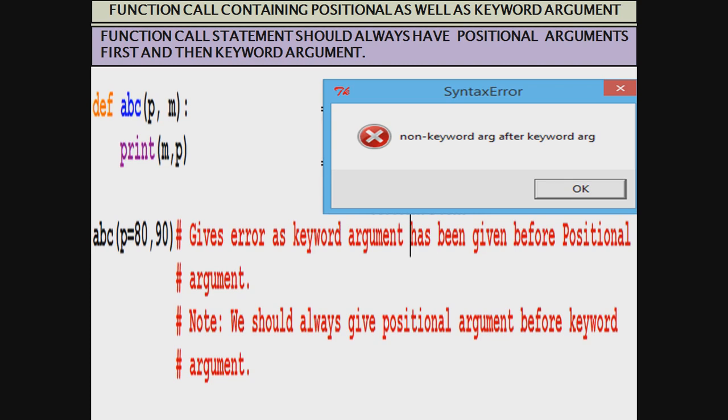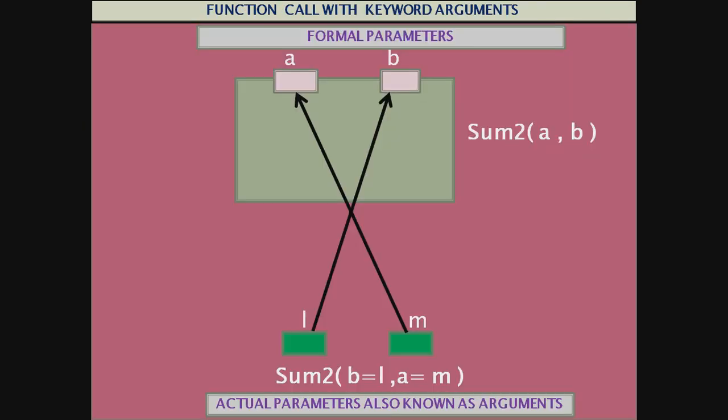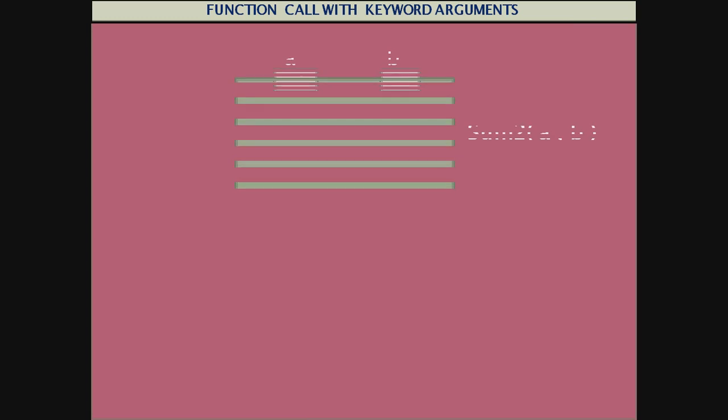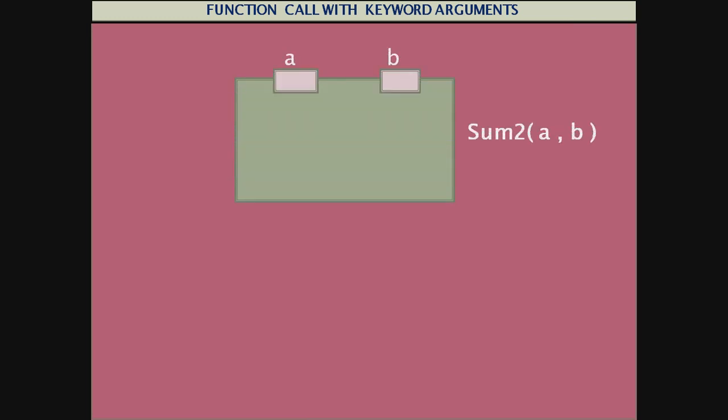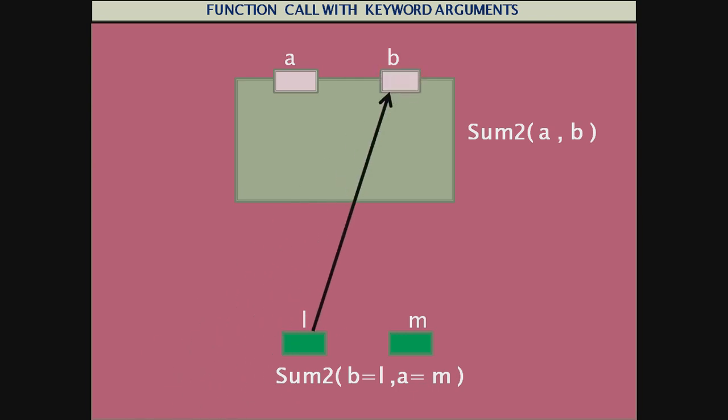Let us proceed further. See how function call with arguments works for us. Which type of argument? Keyword arguments. So see, this is the function sum2(a, b). This is L which gets a value, and this is M which gets a value. Now suppose the function sum2 is called and we have written b is equal to L, and then we have written a is equal to M. Now b is equal to L means you can well see L's value is given to b, and a is equal to M means M's value is given to a.